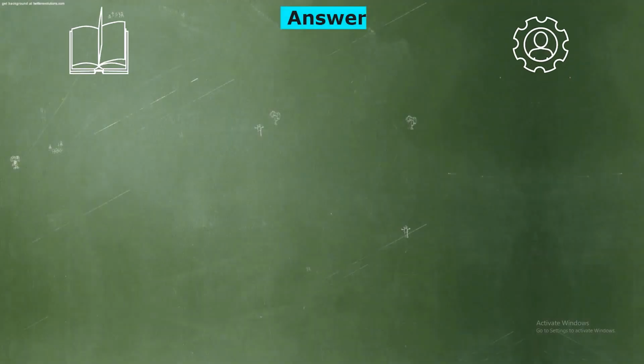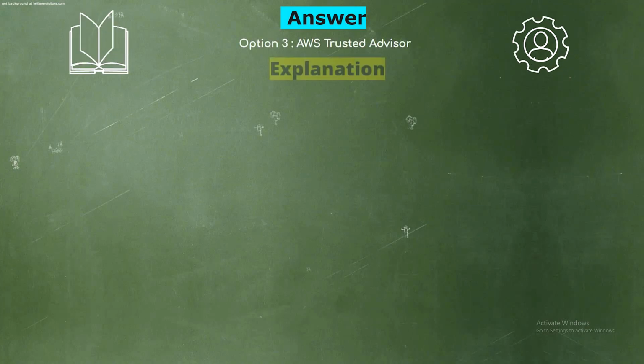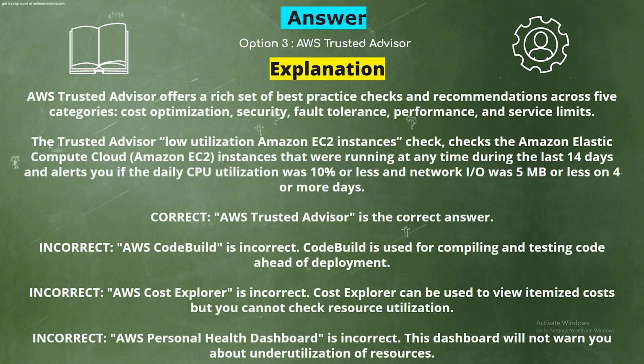And the correct answer is Option 3. AWS Trusted Advisor. Explanation. AWS Trusted Advisor offers a rich set of best practice checks and recommendations across 5 categories: cost optimization, security, fault tolerance, performance, and service limits. The Trusted Advisor Low Utilization Amazon EC2 Instances check checks the Amazon Elastic Compute Cloud, Amazon EC2, instances that were running at any time during the last 14 days and alerts you if the daily CPU utilization was 10% or less and network I/O was 5 MB or less on 4 or more days.